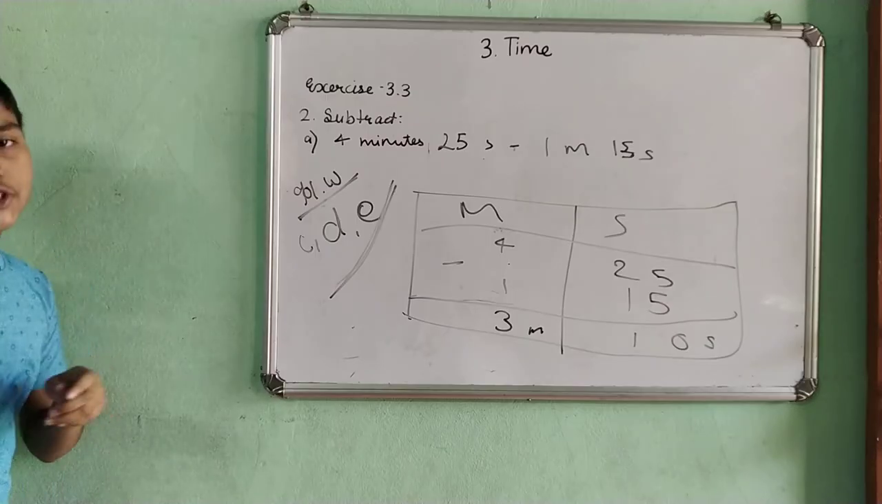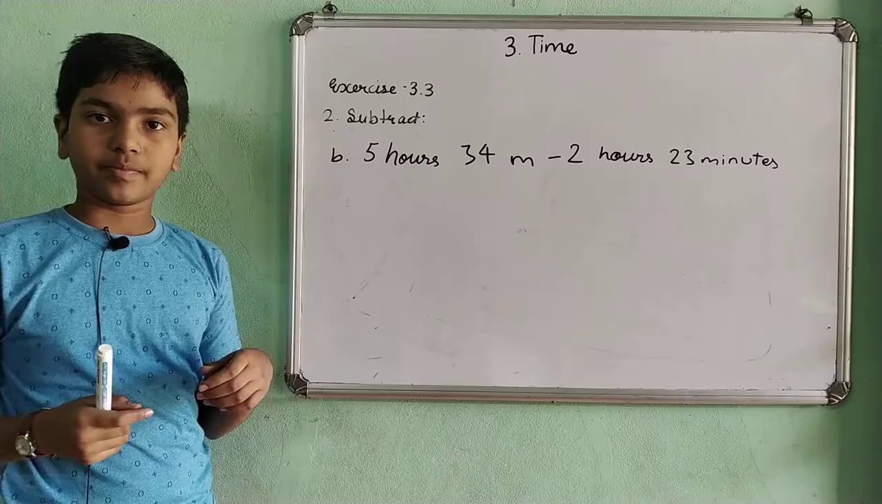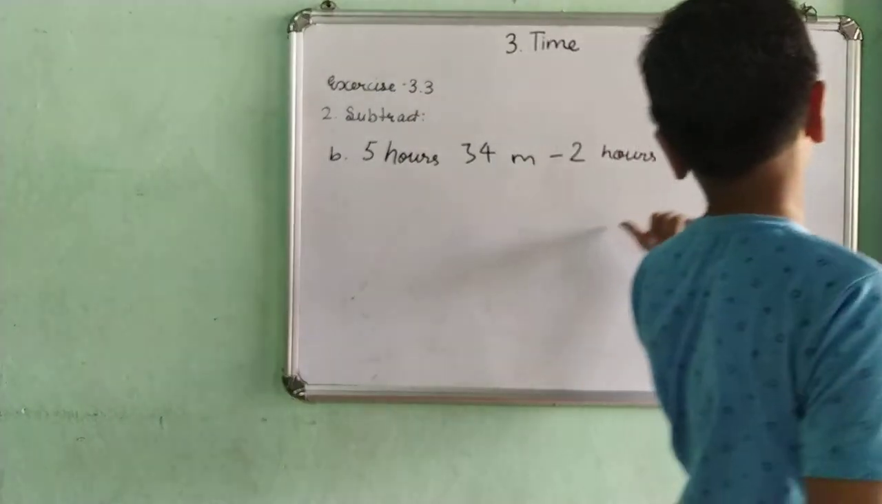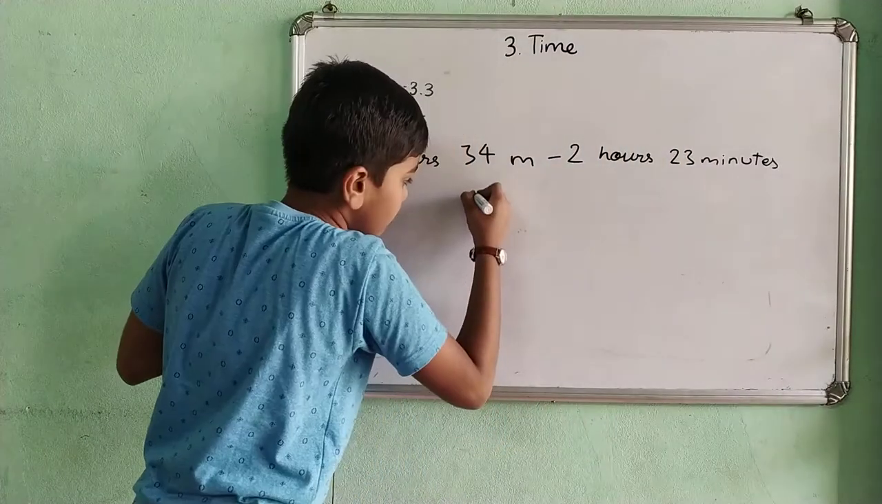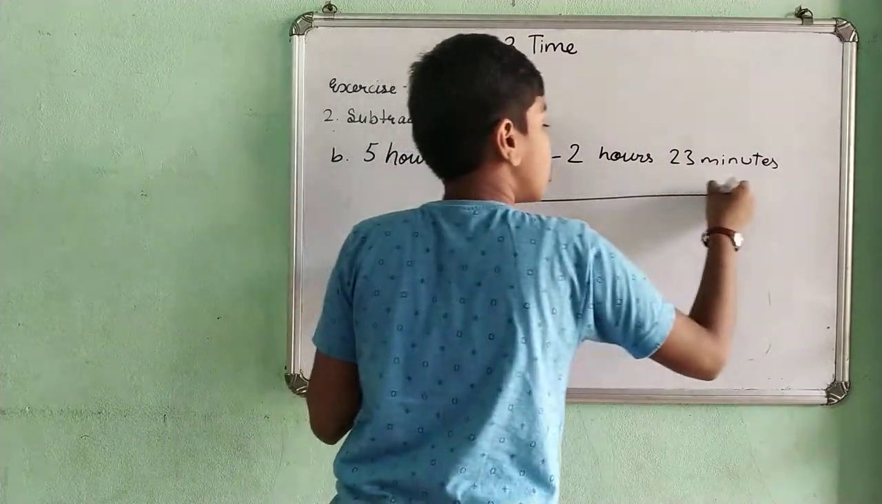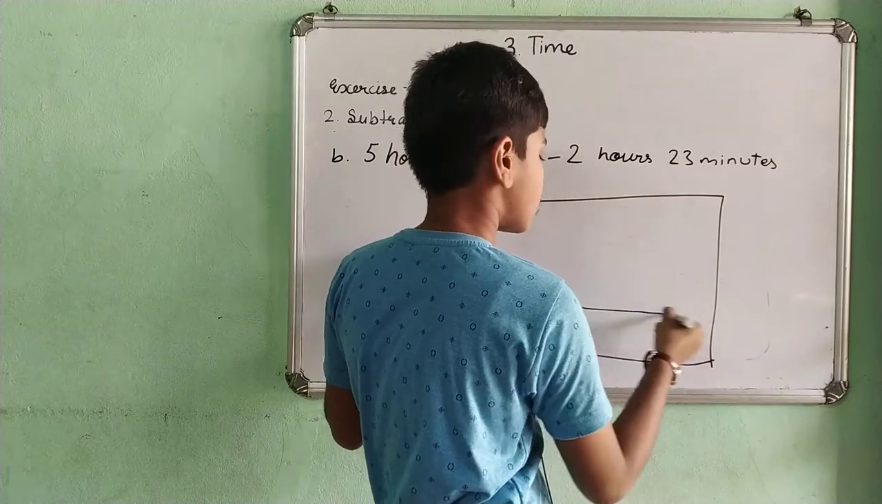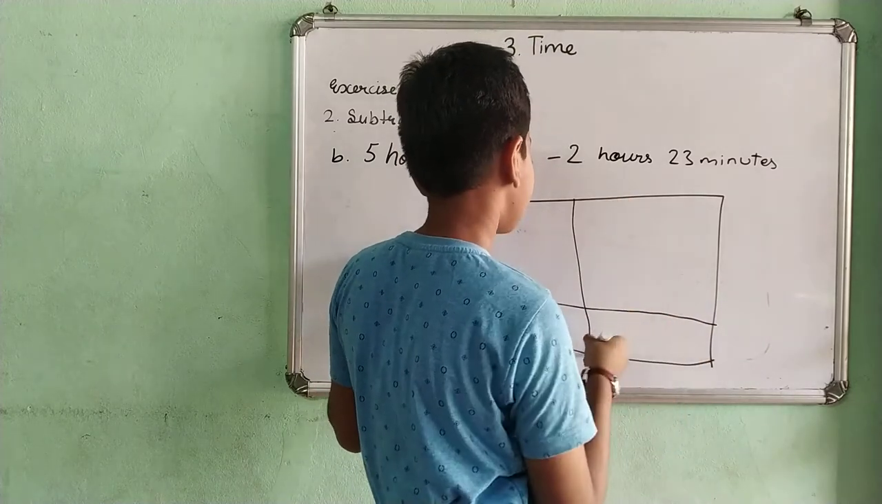Okay. So now, see this question. 5 hours 34 minutes minus 2 hours 23 minutes. Quickly, start. You know the drill, and that's why I've given you a lot of homework. You can just try doing the sums, and it's compulsory.